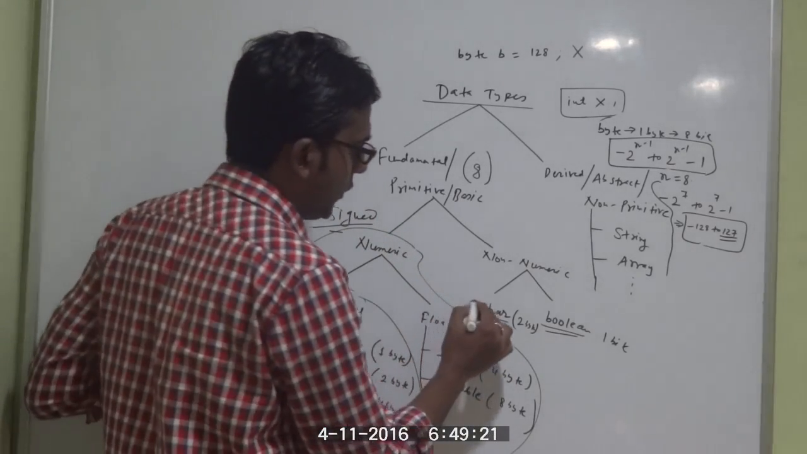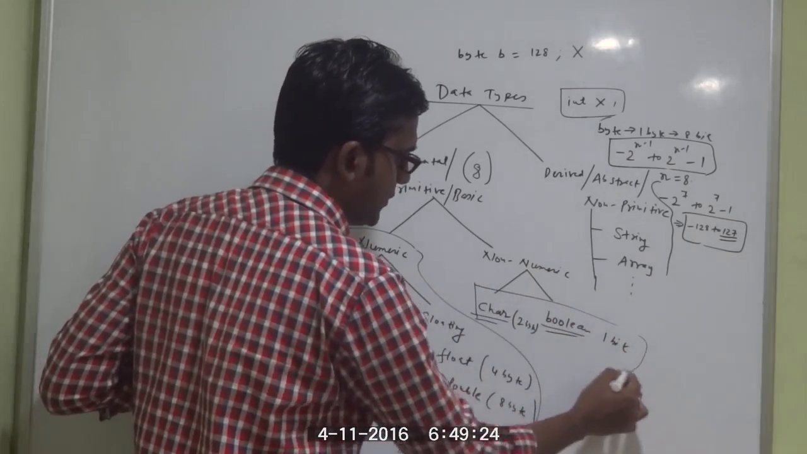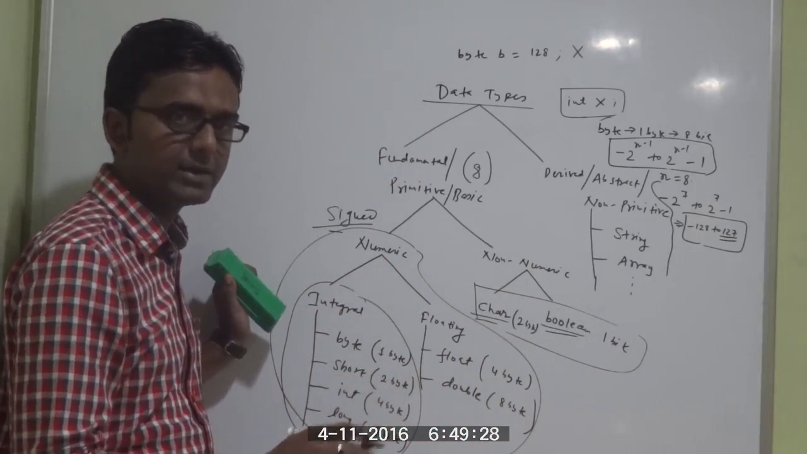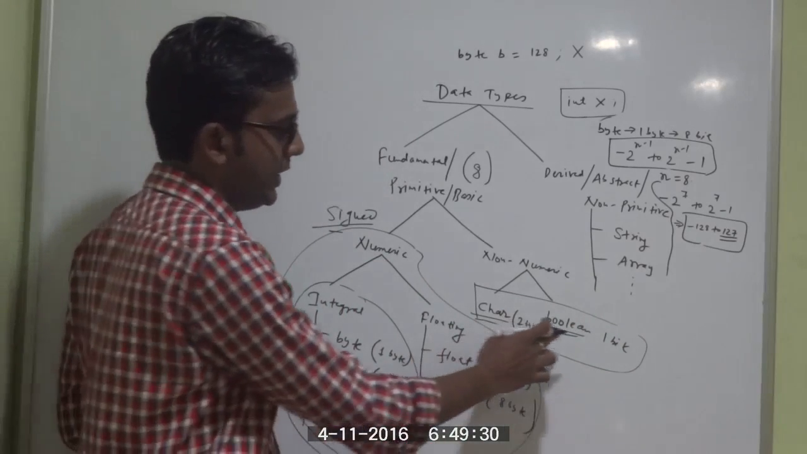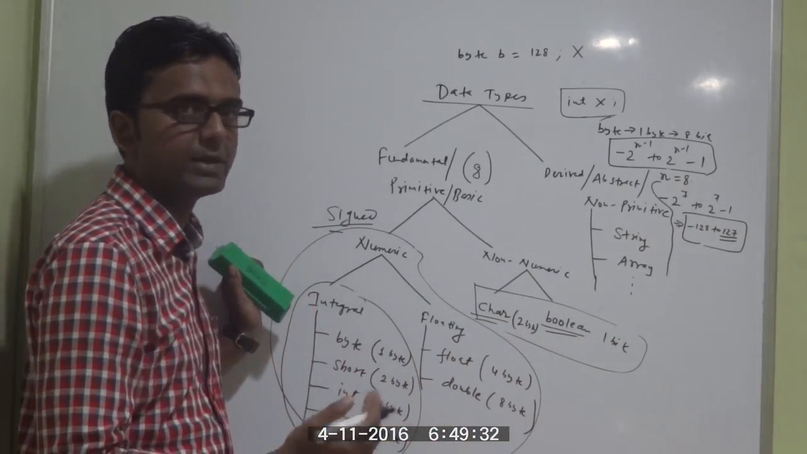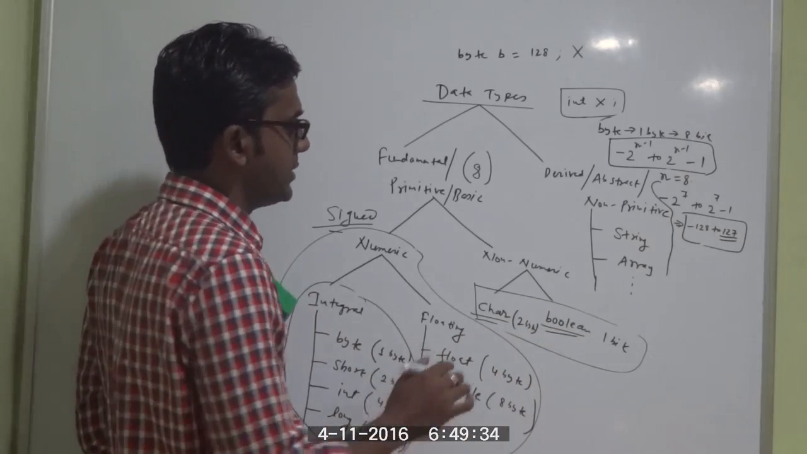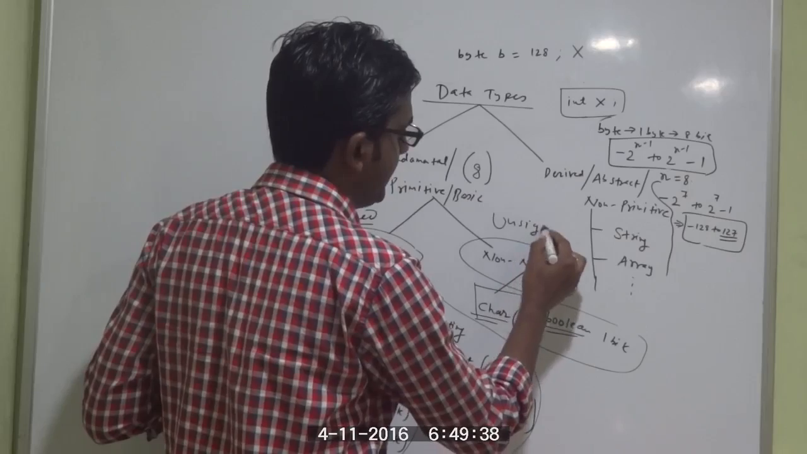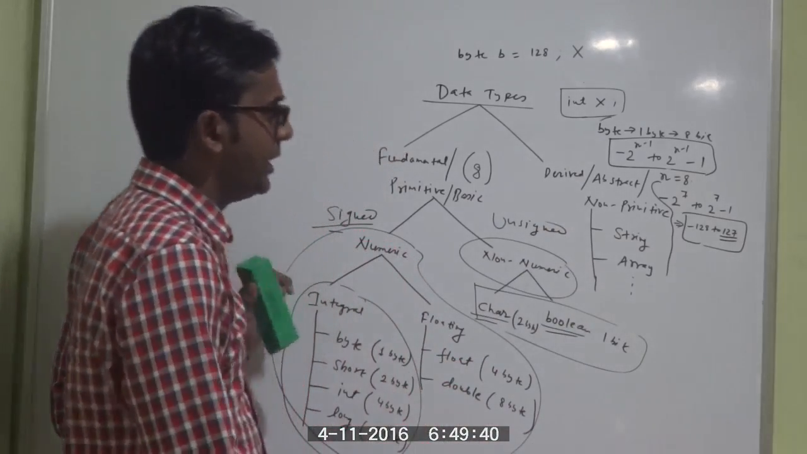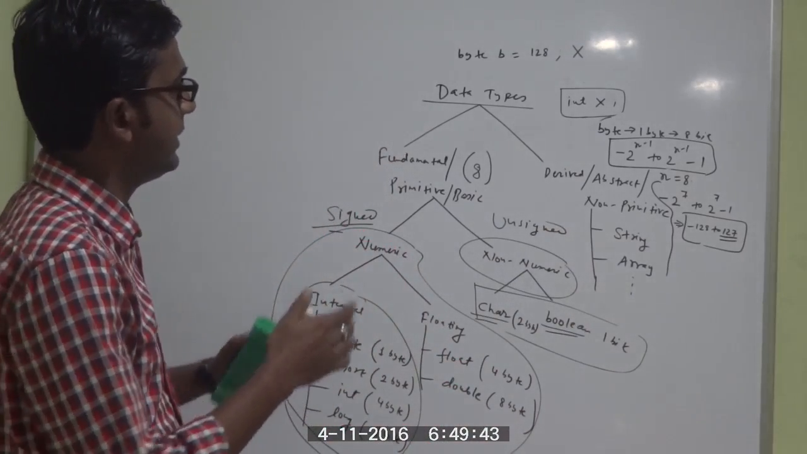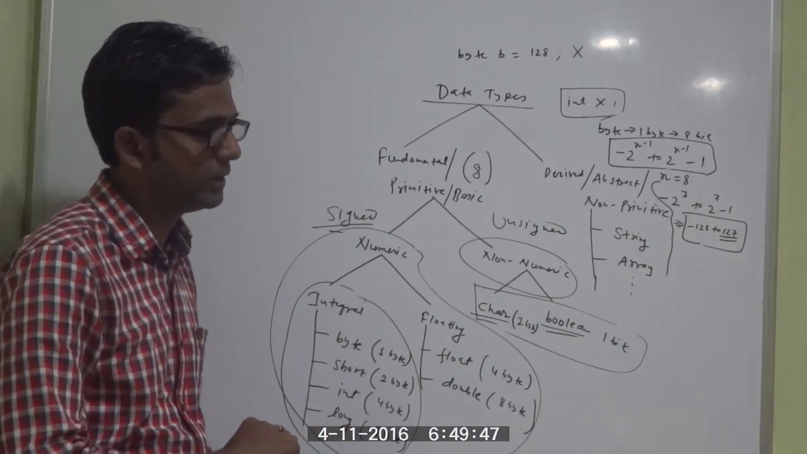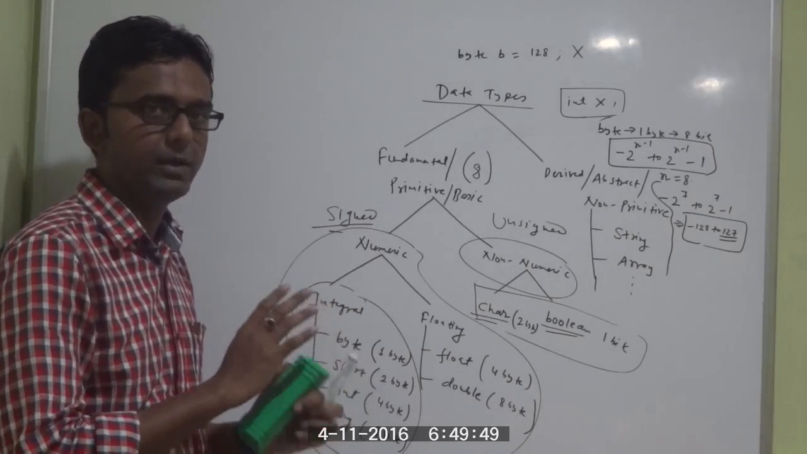But in case of non-numeric, character, is it possible to say that we have a negative character like minus a, minus b, minus c? Similarly, boolean means minus true, minus false. This is not possible. That's why this non-numeric data type is also known as unsigned data type. Okay. So these are the different categories of data types, the memory space required for the data types, and how to calculate the range.